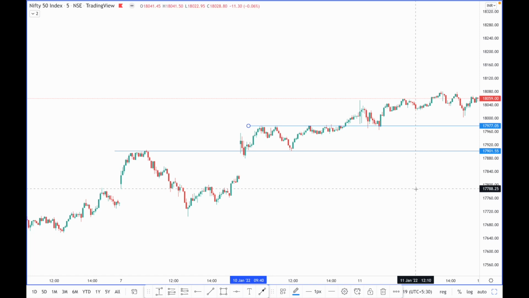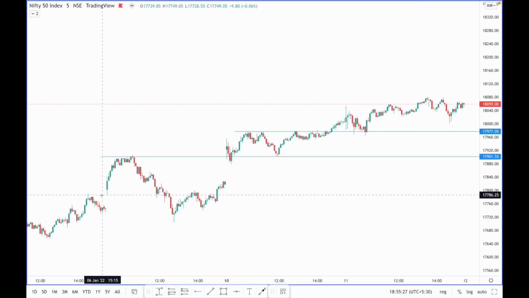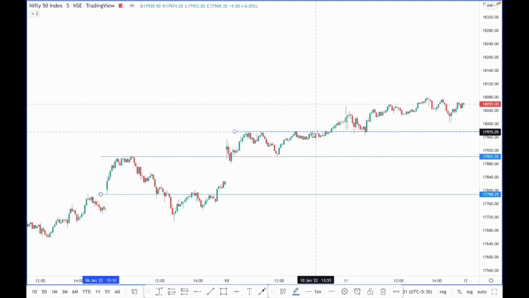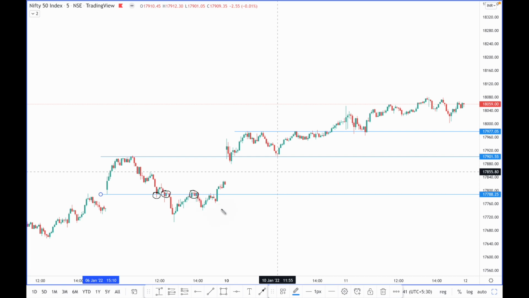Okay, now the next level that I find important here, and I would have marked, is this level from where price had taken a bounce. So mark the area here. Now look at the way price reacts to these zones. See, we mark that area. Look at the way price is reacting around this area. And then this big candle has broken that resistance.